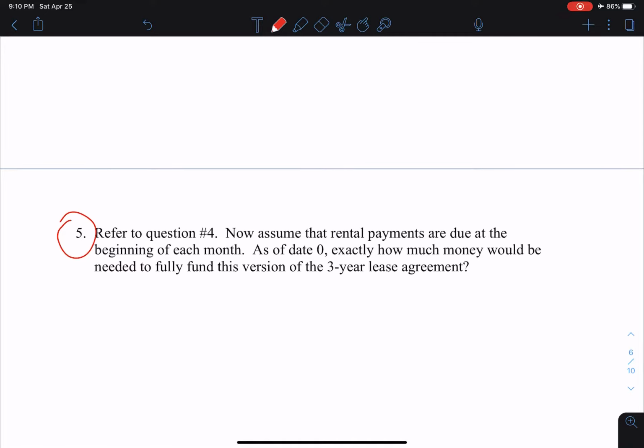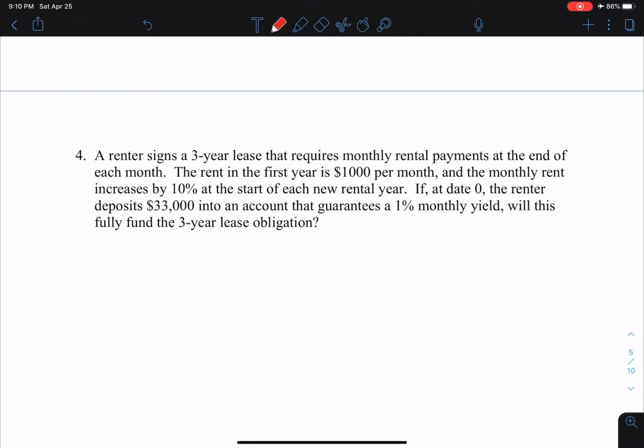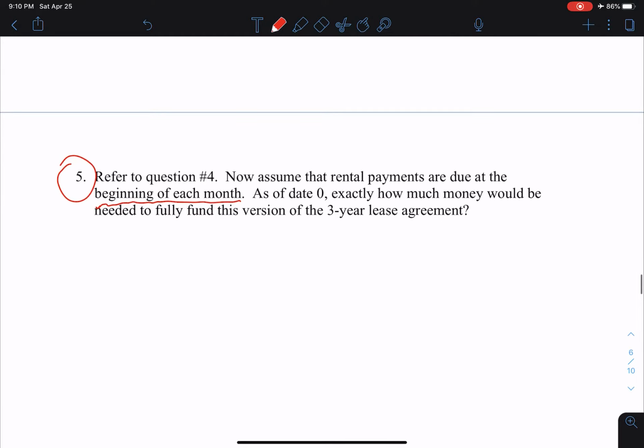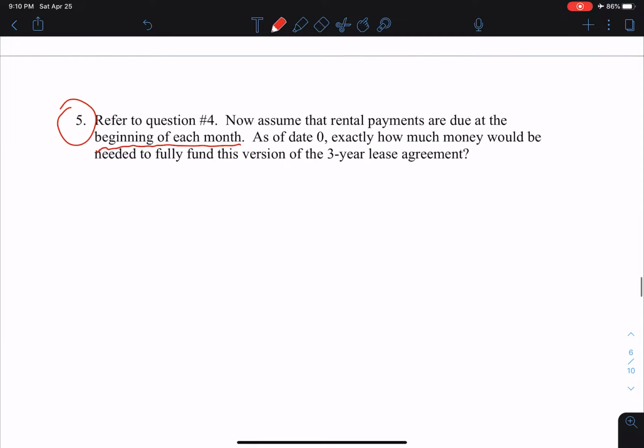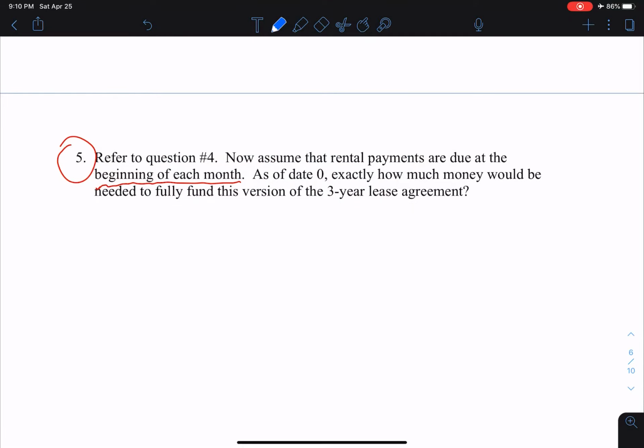Now, assume that the rental payments are due at the beginning of each month. In the prior problem, to get you to think about this, I said rental payments at the end of each month. That's when they were due. So now we're just making the payments due at the beginning of the month, and we've done an awful lot of work that relates directly to this problem. And the point I'm making now is we can do this by looking at it marginally. In other words, we're going to do some analysis at the margin.